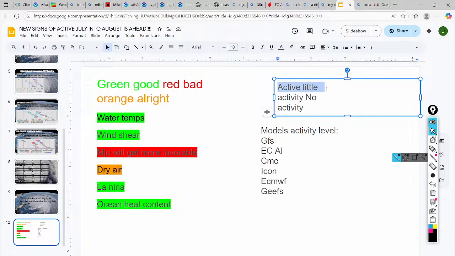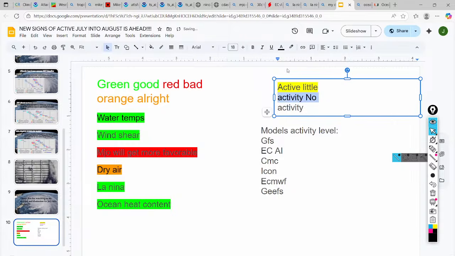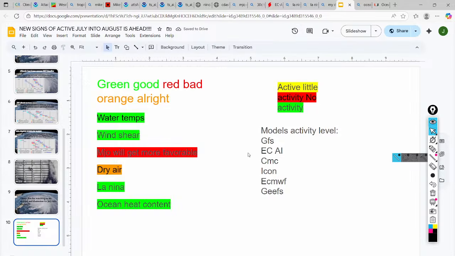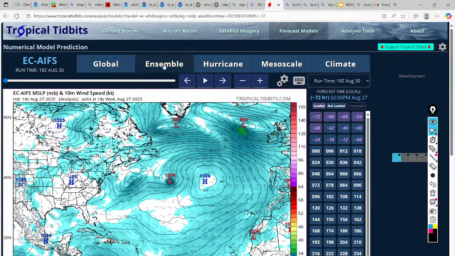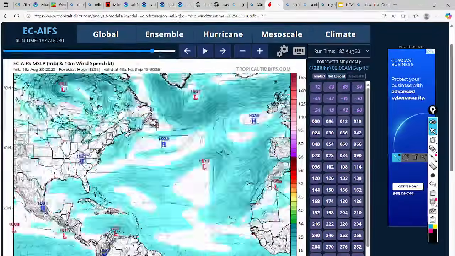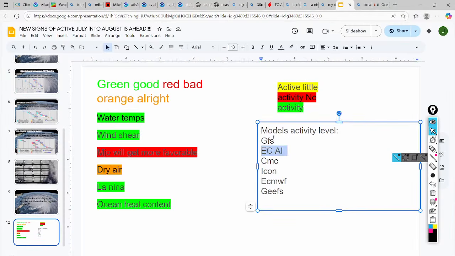So basically, little activity will generally be yellow. We're going to make that yellow. No activity is going to be purple. And now we're going to make it red for that reason. And activity is going to be green. Okay, so the GFS model overall, if we take a look at the European AI, it shows nearly nothing. The AI shows little activity. We're going to put yellow for this.